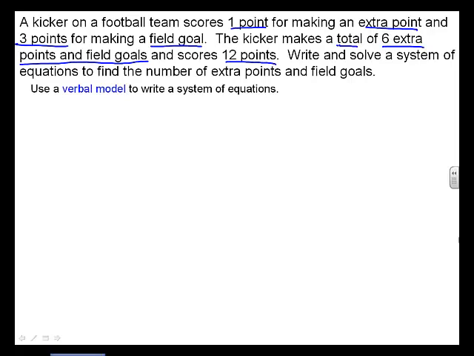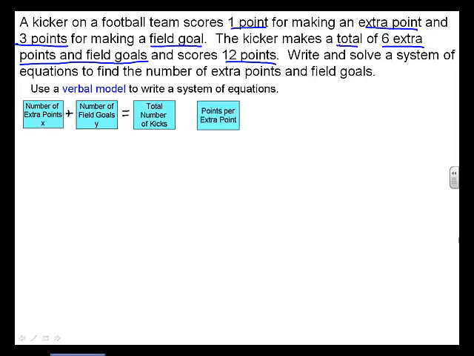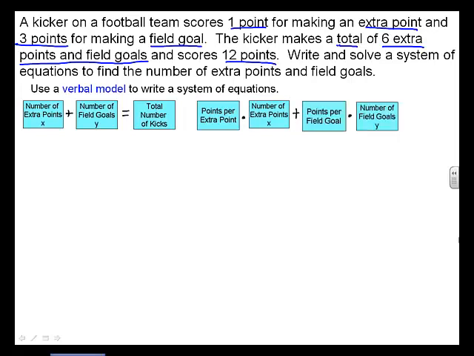First, you want to use a verbal model to write a system of equations. The first equation is going to be the number of extra points x plus the number of field goals y equals the total number of kicks. The second equation is going to be the points per extra point times the number of extra points x plus the points per field goal times the number of field goals y equals the total number of points.